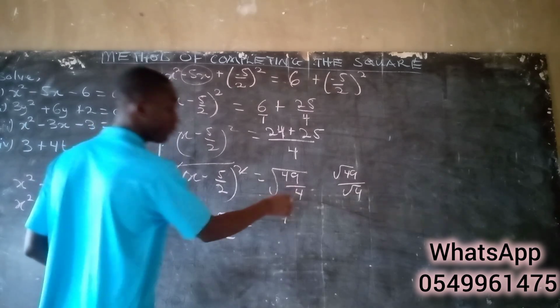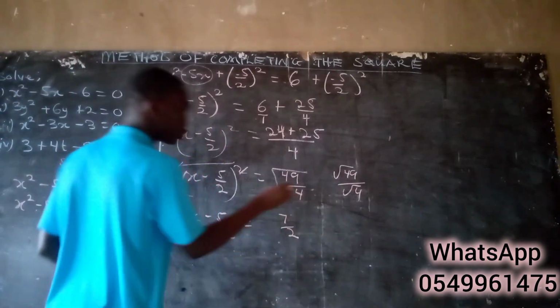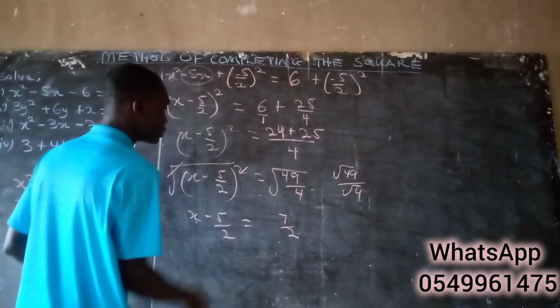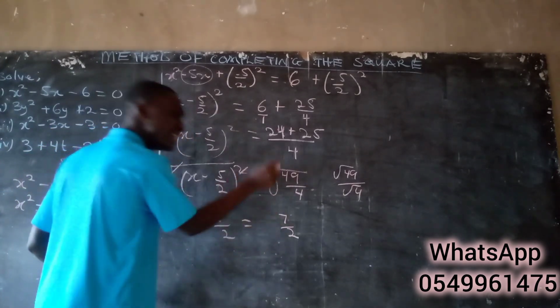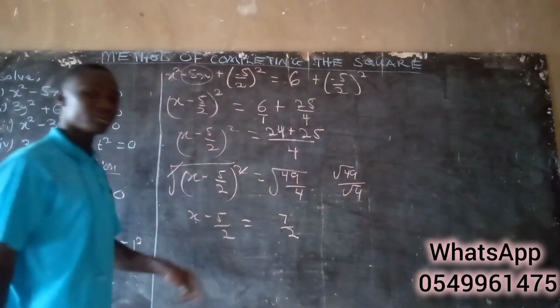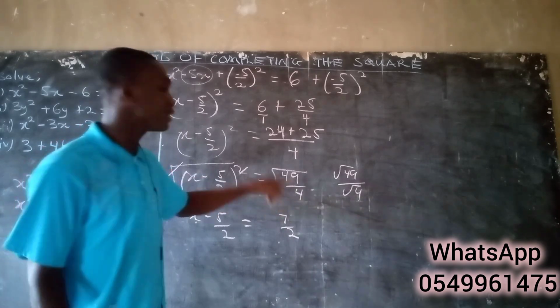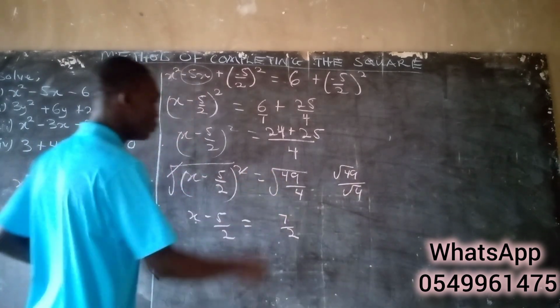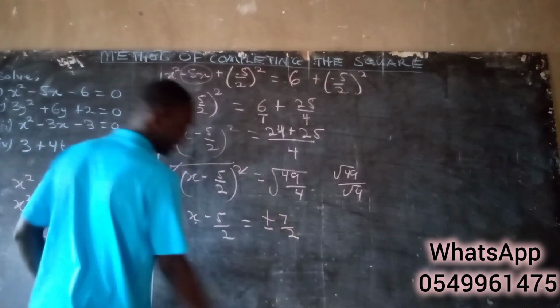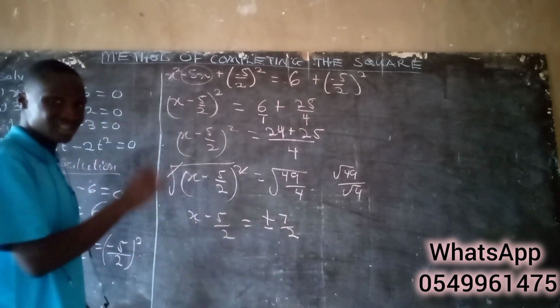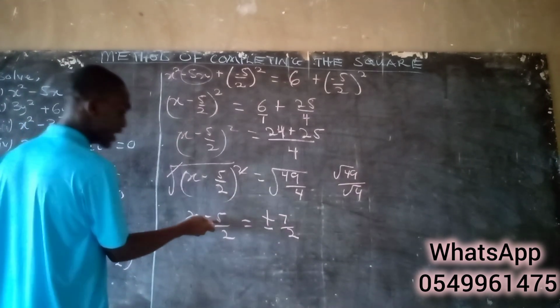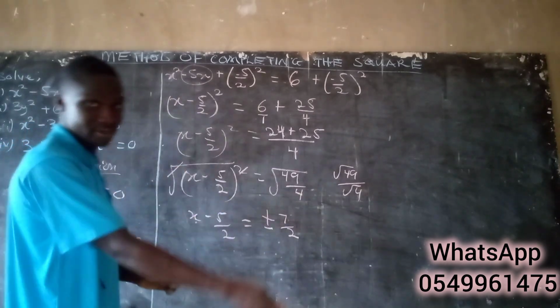The square root of 4 is 2, because 2 times 2 is 4. So in this one, if we remove the bracket from either side, either the one above or below, you have to introduce plus or minus. It's a must. We want to make x the subject, so you have to transpose negative 5 over 2 to the right side of the equation.